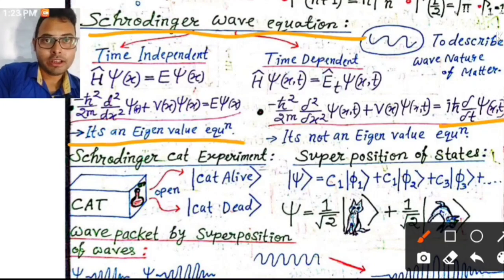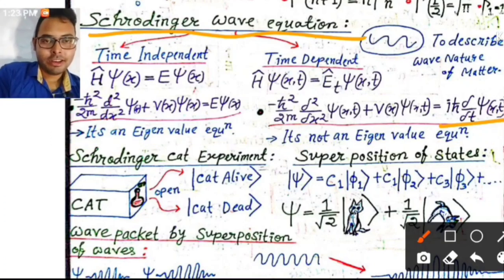This Schrödinger wave equation is an eigenvalue equation, that means the wave function is regenerated if and only if it is independent of time. If it depends on time, then the Schrödinger equation is not an eigenvalue equation.